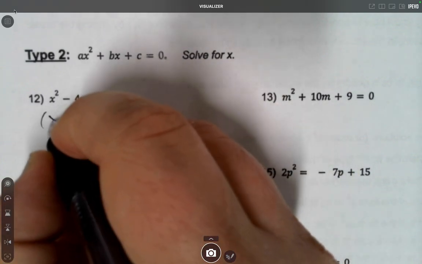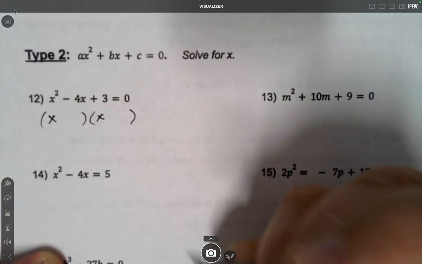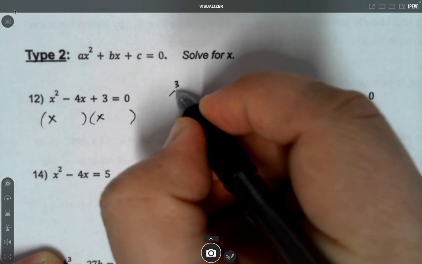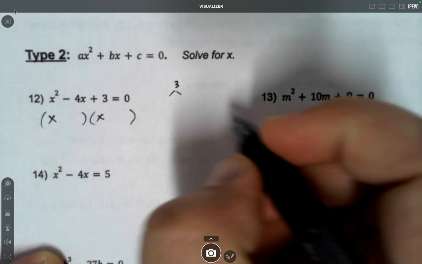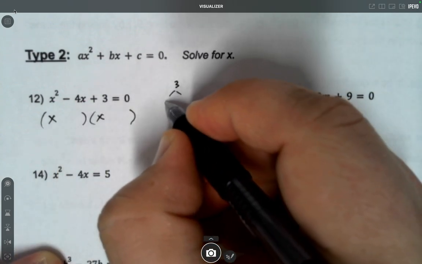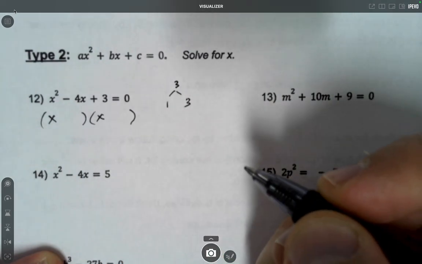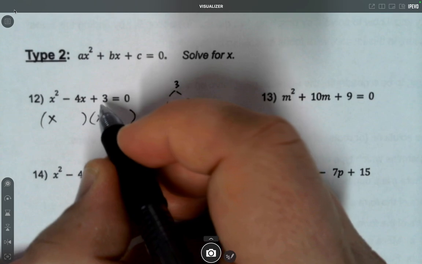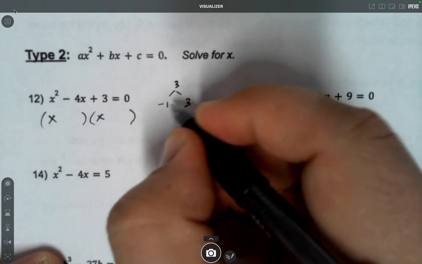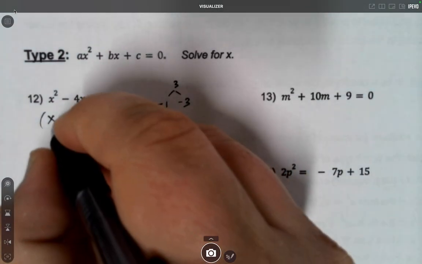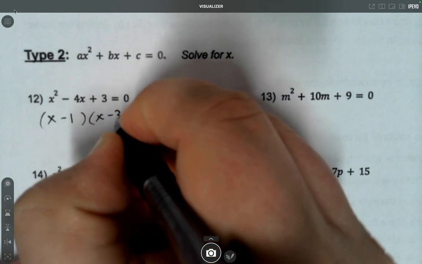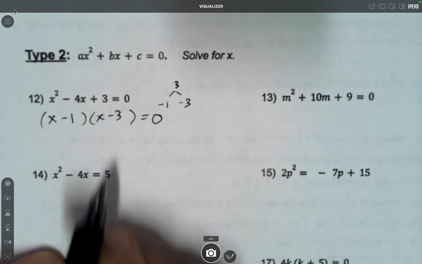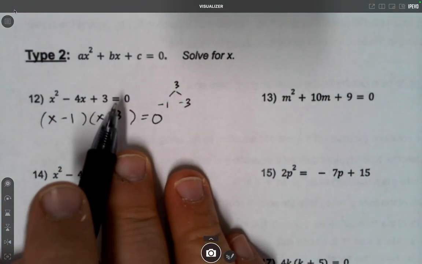So we know we'll have an x here and an x here. And we've got to think what will multiply to be 3 and add up to negative 4. Well, the only things that multiply to be 3 are 1 and 3. But to make them add up to negative 4 and multiply to be positive 3, we need to be negative 1 and negative 3. So x minus 1, x minus 3 equals 0. Because this is still an equation, it equals 0.